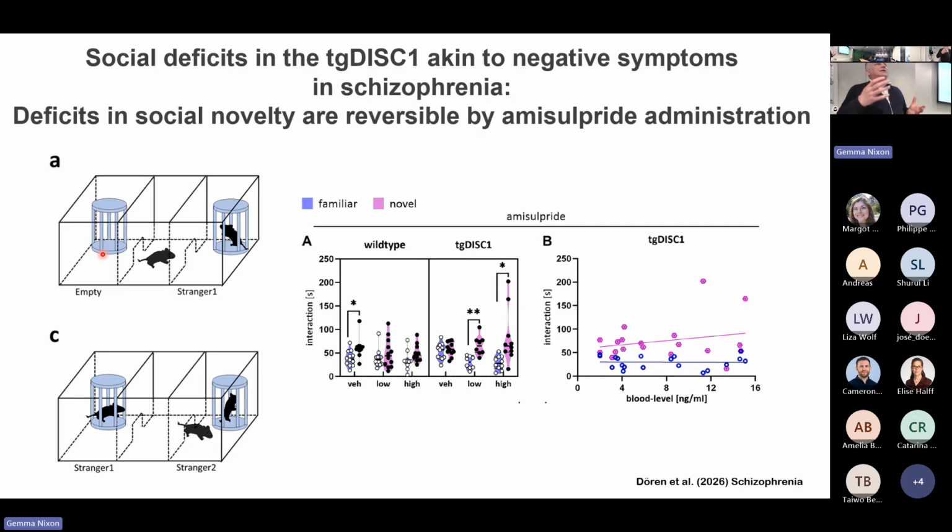basically the degree of interest in a novel rat introduced into a cage, where the animal to be tested has the choice between an older contact rat and a novel rat. It would spend more time with the novel rat as an indicator of social interest, and the transgenic DISC rat did not show that social interest. This is shown here. There's no difference here, but in the wild type there is this difference. And this difference could be rescued by administration of amisulpride, a D2/D3 dopamine receptor inhibitor. And interestingly, in the wild type rats, this led to the disappearance of this preference, meaning that there's clearly a difference in the physiology of these two rats.